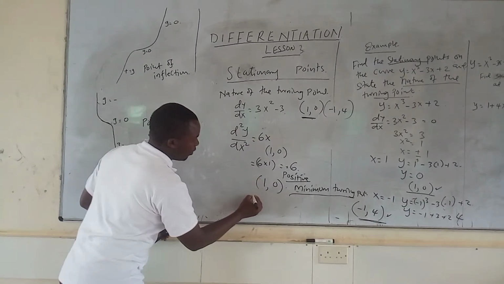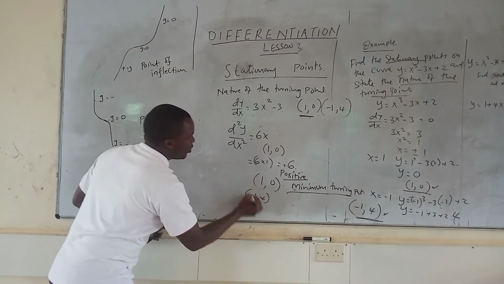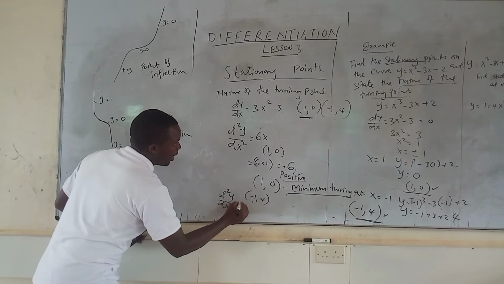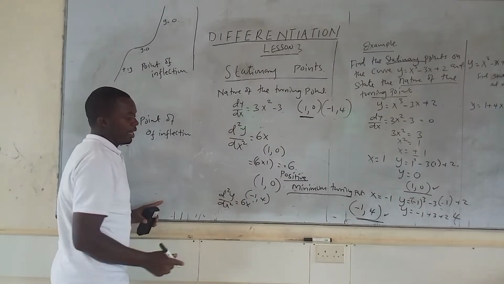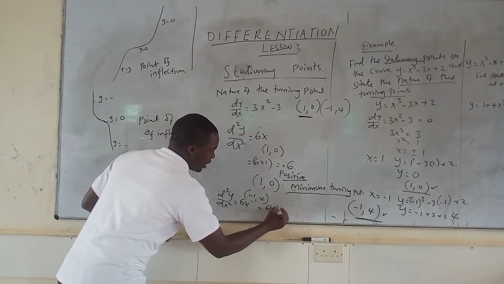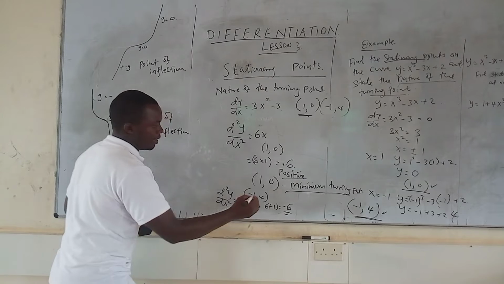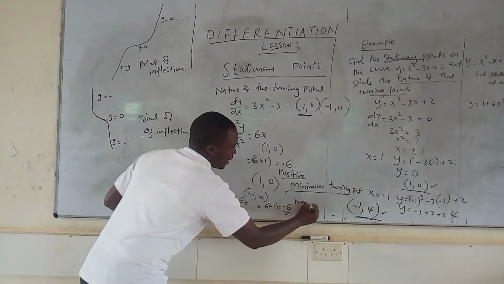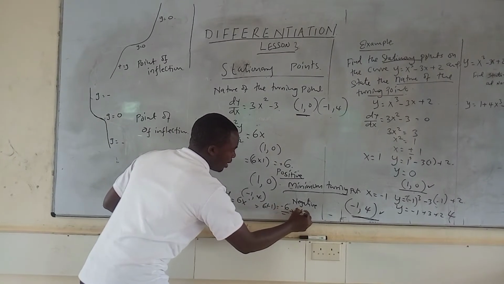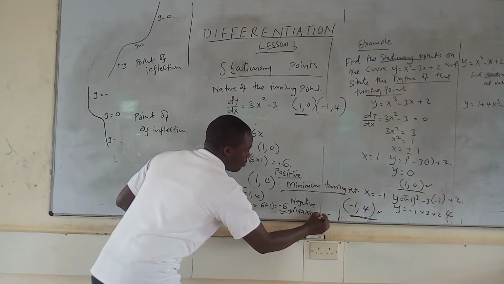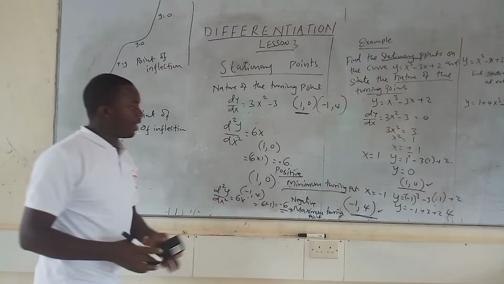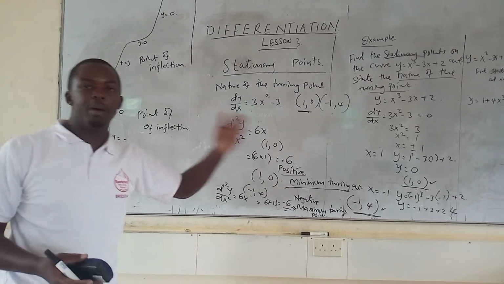For the other one, (-1, 4), you can see d squared y over dx squared is 6x, so I substitute negative 1, so it's going to be 6 times negative 1. This is going to be negative 6. If I get a negative, then I should say that this one is a maximum turning point. So I have identified the minimum and the maximum turning points.